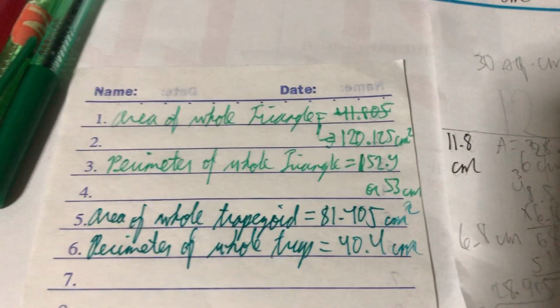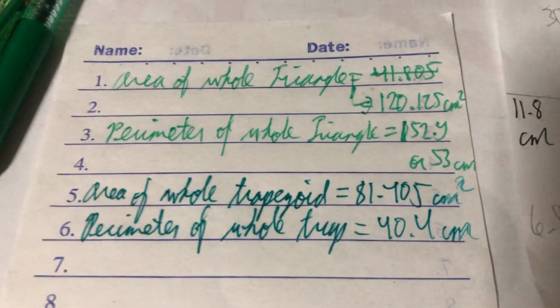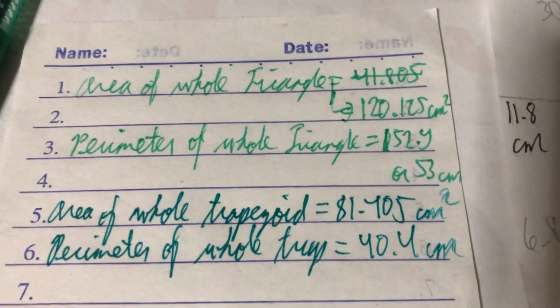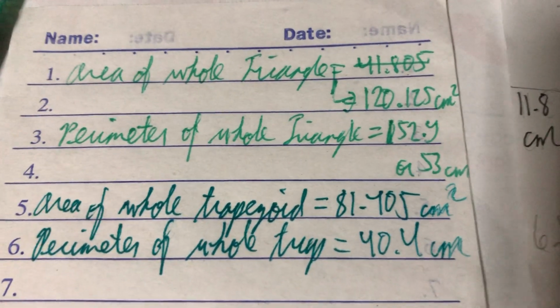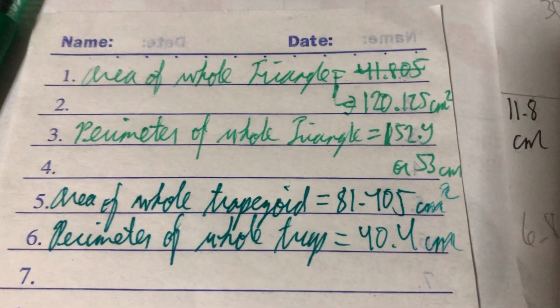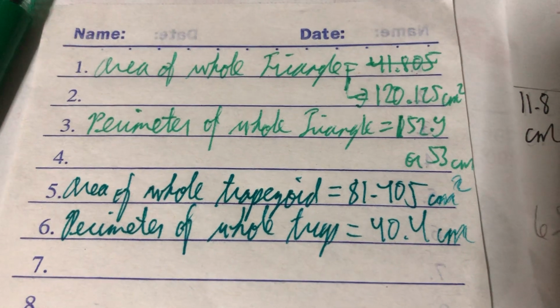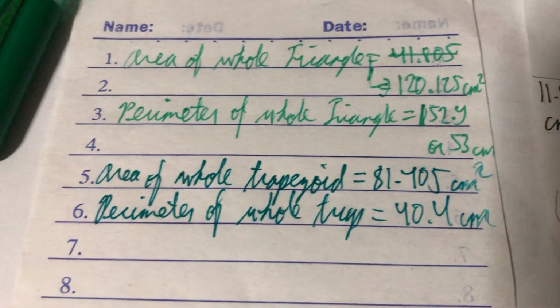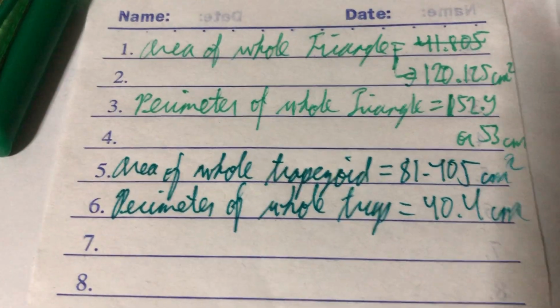We've gone to our list and then we've got the following. So the area of the whole triangle is 120.125. And then the perimeter of the whole triangle is 53 centimeters. Now the area of the entire trapezoid is 81.405. And then the perimeter of the whole trapezoid is 40.4. So we got everything, alright?